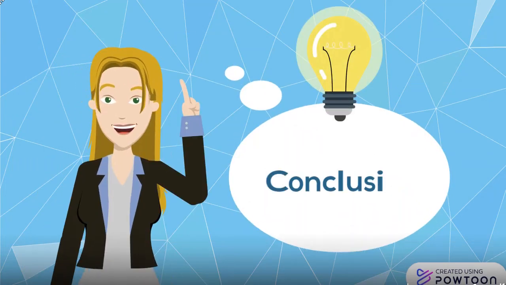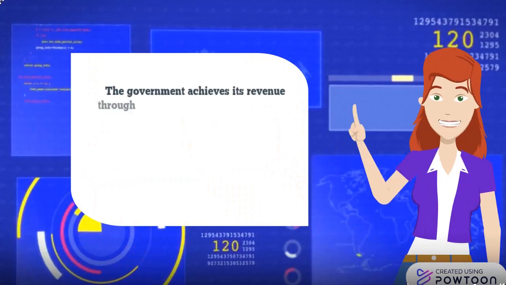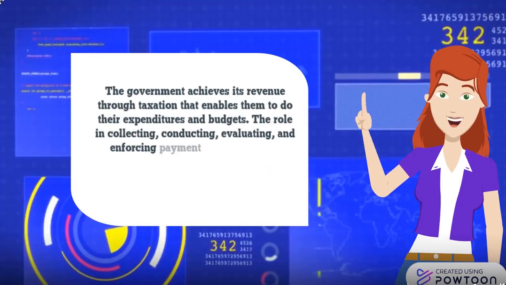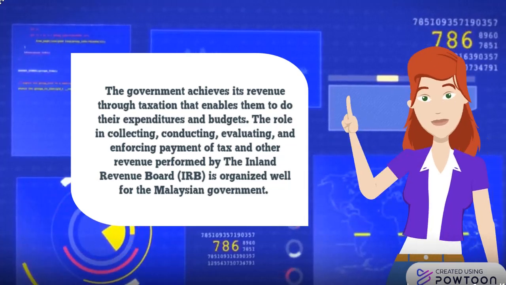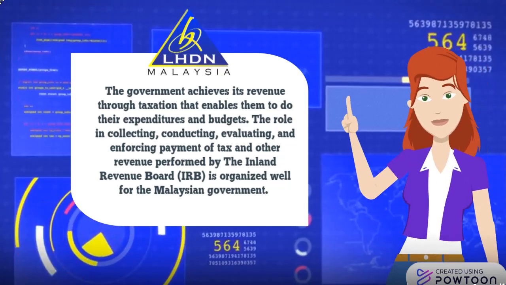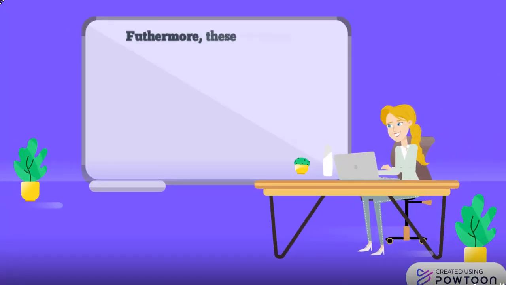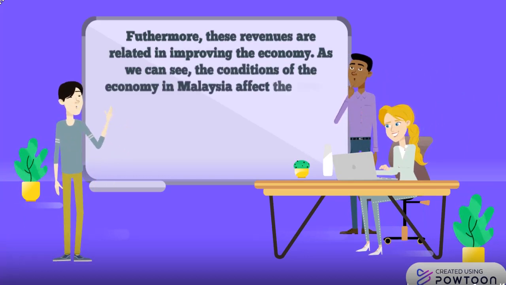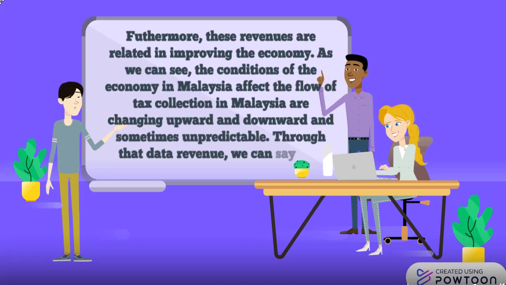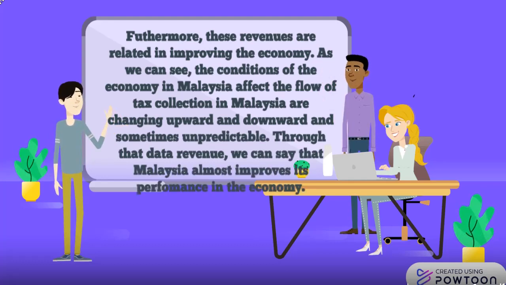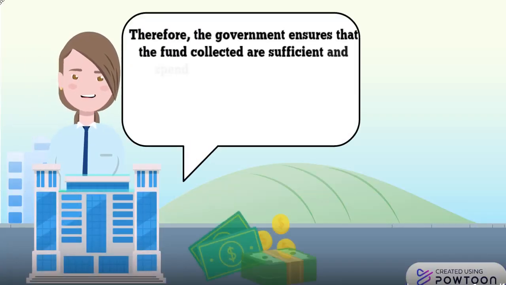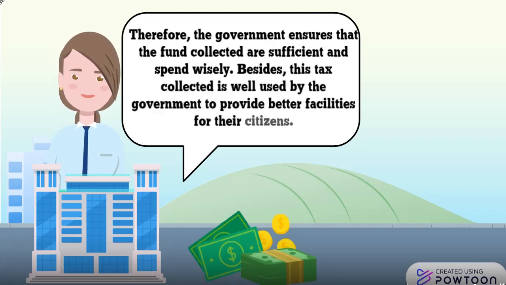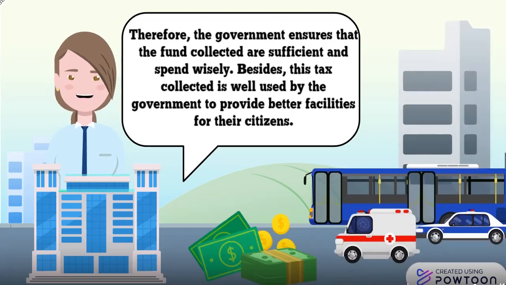So, for the conclusion, we can sum up that the government achieves its revenue through taxation that enables them to do their expenditures and budgets. The role in collecting, conducting, avoiding, and enforcing payment of tax and other revenue is performed by the Inland Revenue Board, which is organized well for the Malaysian government. Furthermore, these revenues are related to improving the economy. As we can see, the conditions of the economy in Malaysia affect the flow of tax collection, which is changing upward and downward and sometimes unpredictable. Through that revenue data, we can say that Malaysia almost improves its performance in the economy. Therefore, the government ensures that the funds collected are sufficient and spent wisely. Besides, the tax collected is well used by the government to provide better facilities for their citizens.